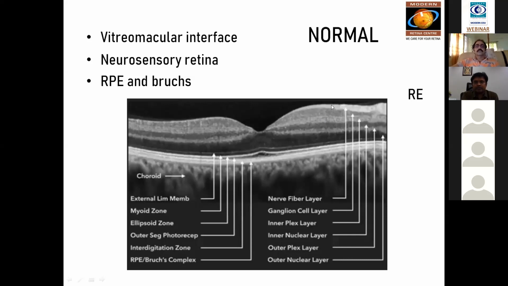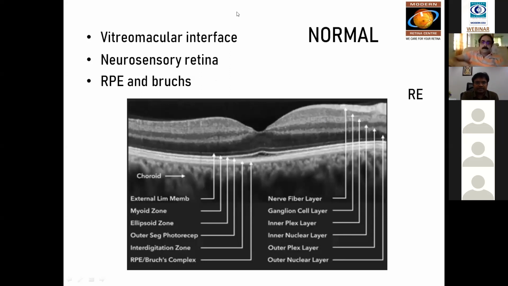The normal OCT doesn't differentiate the ILM and the nerve fiber layer. They are seen together. So these are the 10 layers of the retina. When we are reading an OCT, when we are interpreting an OCT, we have to see all these layers. But to remember all the layers and describe which layer has a pathology is difficult. So we don't have to remember all the 10 layers.